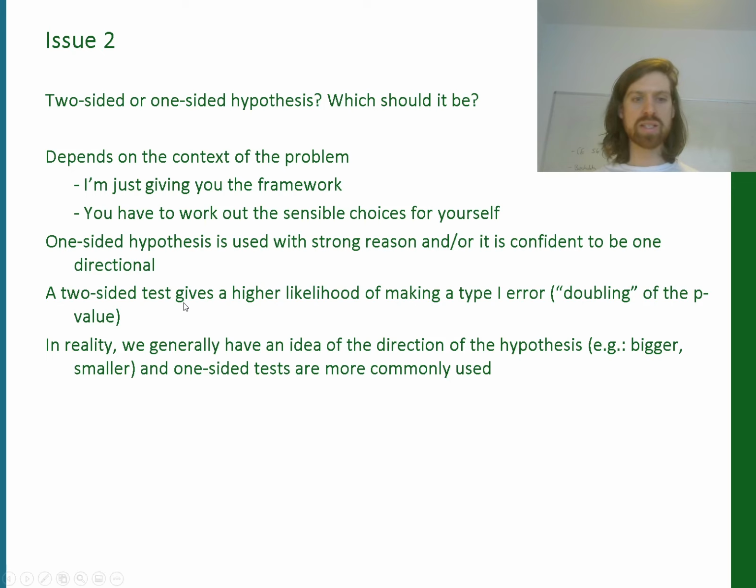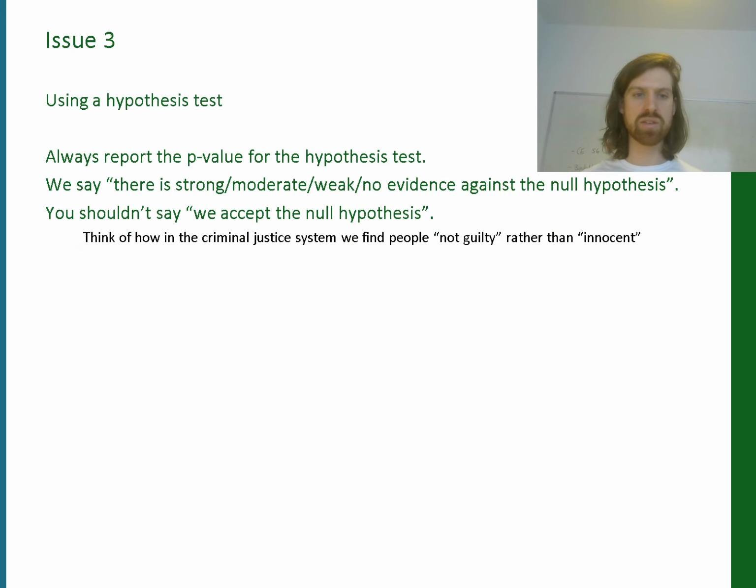Okay, and then the two-sided test. So we know that there are some issues with this. It gives you a higher likelihood of making a type 1 error. So the doubling of the p-value. In reality, we generally have an idea of the direction of the hypothesis. Yeah, that's fine. Most of us are going to be going into this research with some sort of expectation as to what the answer may be in advance, and we collect data and we evaluate that impartially, but we use that a priori knowledge in order for us to identify the hypothesis that we think is correct.